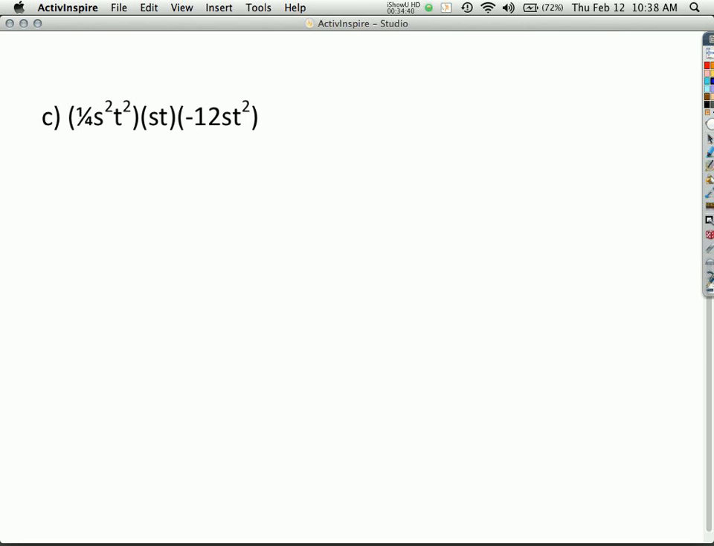Anyone write it differently? What'd you write, Tatiana? 1/4 times negative 12 times s to the second power times s times t to the second power times t times t to the second power. See what she did? Is she allowed to do that? Yeah, of course. What a brilliant approach. The numbers are now going to come together.